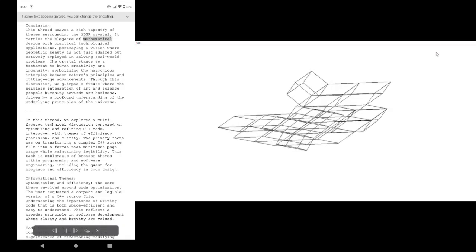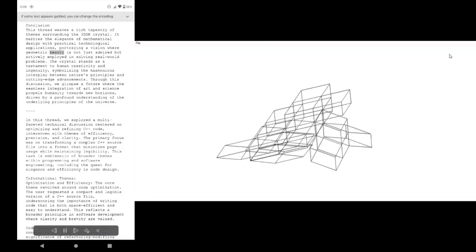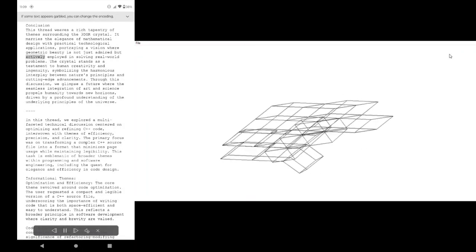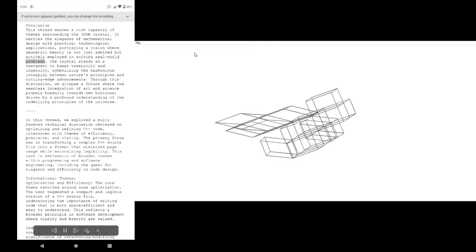Conclusion. This thread weaves a rich tapestry of themes surrounding the 3D jar crystal. It marries the elegance of mathematical design with practical technological applications, portraying a vision where geometric beauty is not just admired, but actively employed in solving real-world problems.